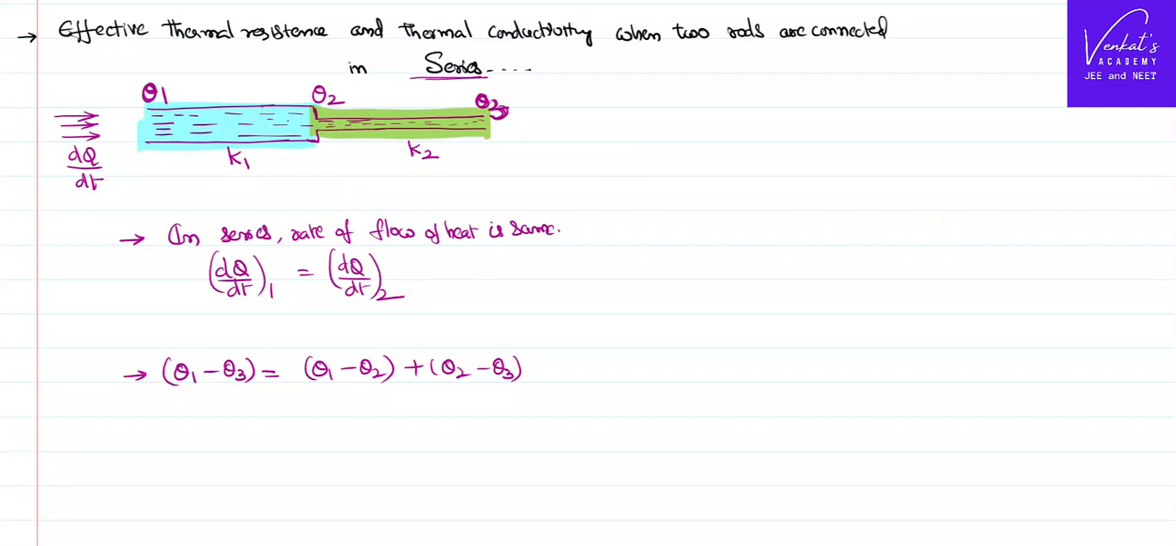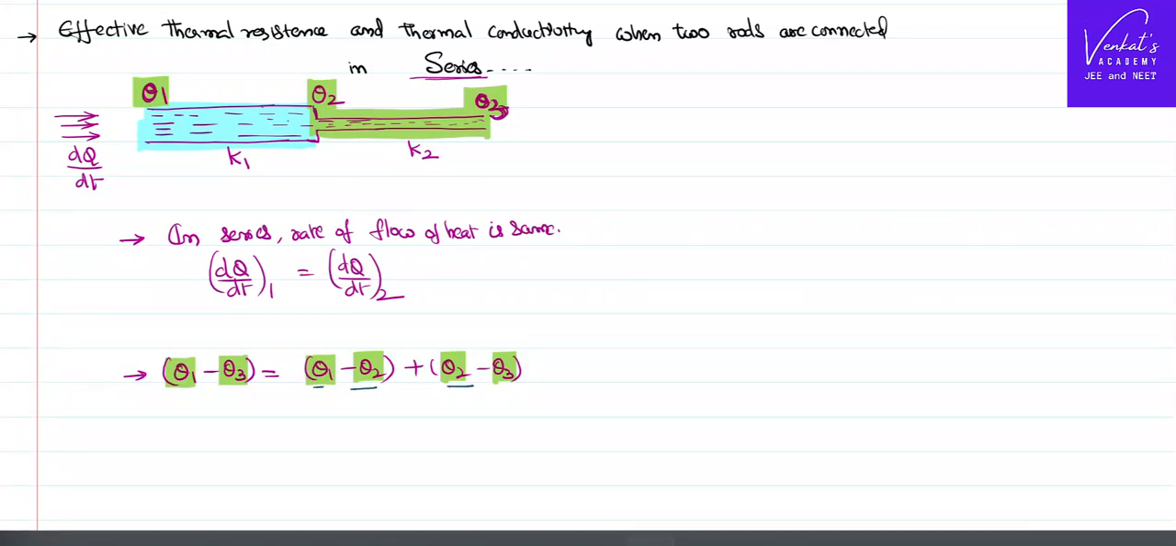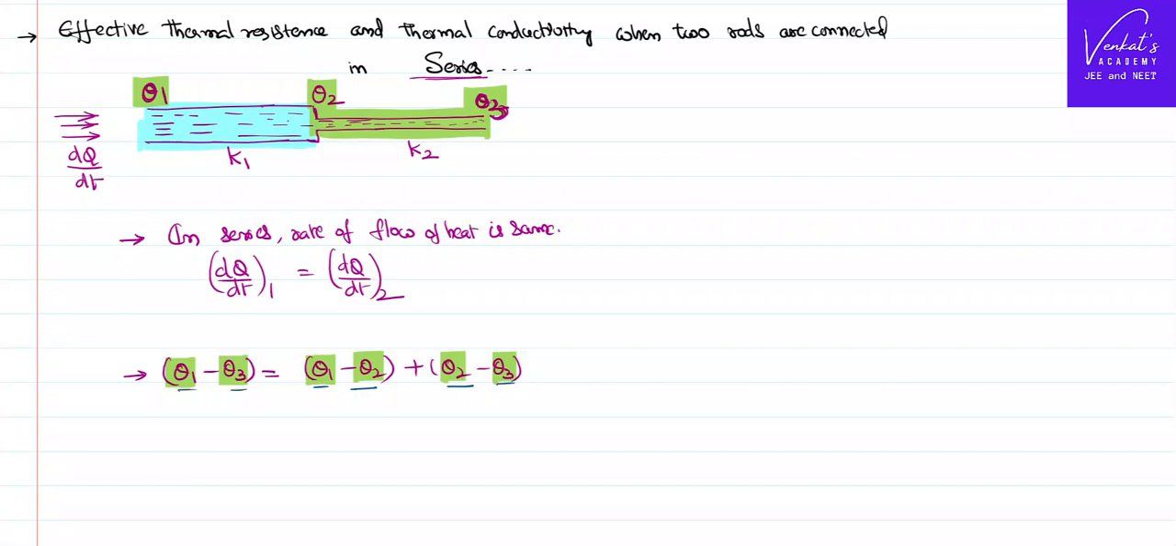See what happens? For the total system, it means theta 1 minus theta 3, first and last. Across the first rod means temperatures at the first and last of the first rod. Across the second rod means temperatures across the second rod, that is theta 2 and theta 3. If you notice carefully, this is minus theta 2 and this is plus theta 2. Both of them will cancel. Then theta 1 minus theta 3 is only remaining. Therefore, this is a valid equation. So theta 1 minus theta 3 can be written as the temperature difference across the first rod and the second rod.